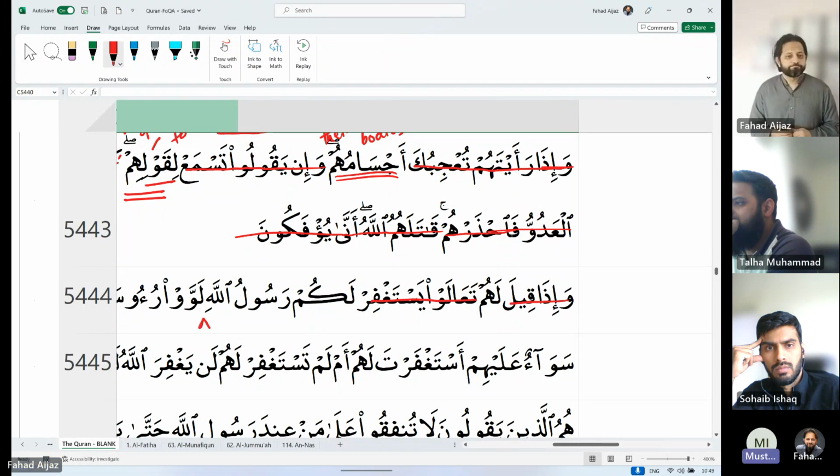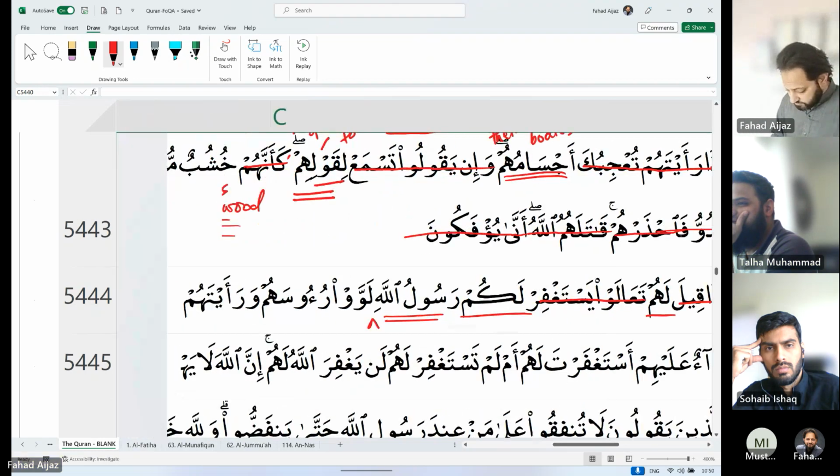Lahum. Harf of jar. Correct. This is simple. Lakum. Harf of jar as well. Rasulullahi. Idafa, but not with attached pronoun, just normal isms. Right? Good.